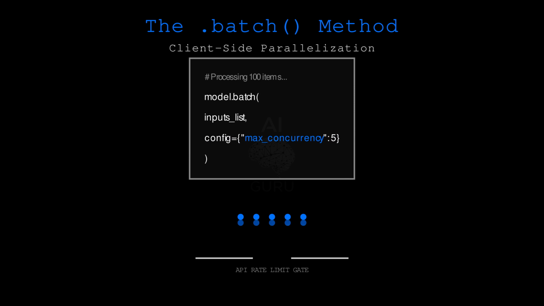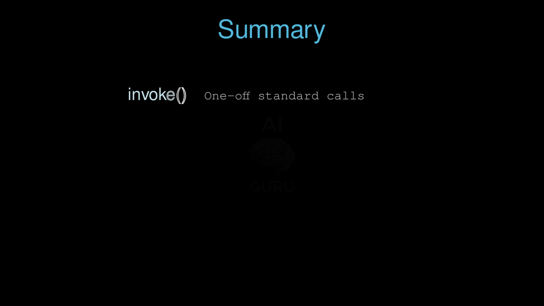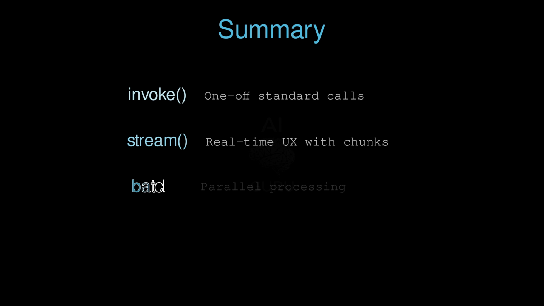Precisely. But there's a risk. What happens if you try to batch 1,000 requests at once? The API rate limiter is going to shut you down hard. It absolutely will. You'll get a 429 error. That's why model.batch lets you set max concurrency. You can say, process these 100 items, but only do 5 at a time. It manages the queue for you. That's fantastic. Okay, so invoke for one-offs, stream for UX, batch for parallel work.